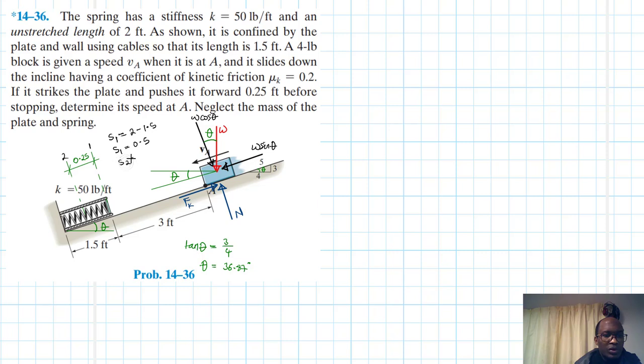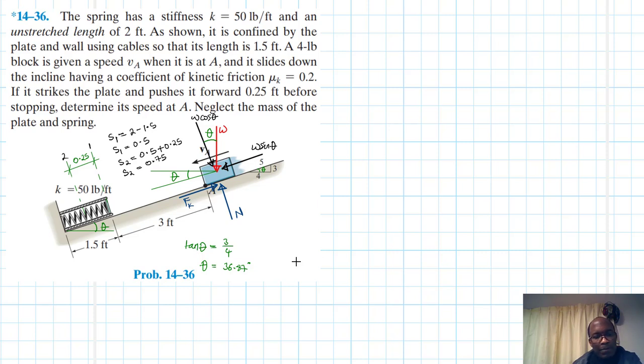Then S2 is going to be equal to 0.5 plus the deformation itself, 0.25, like so. So S2 is just equal to 0.75. Is that okay? Yes, that's fine. Great.